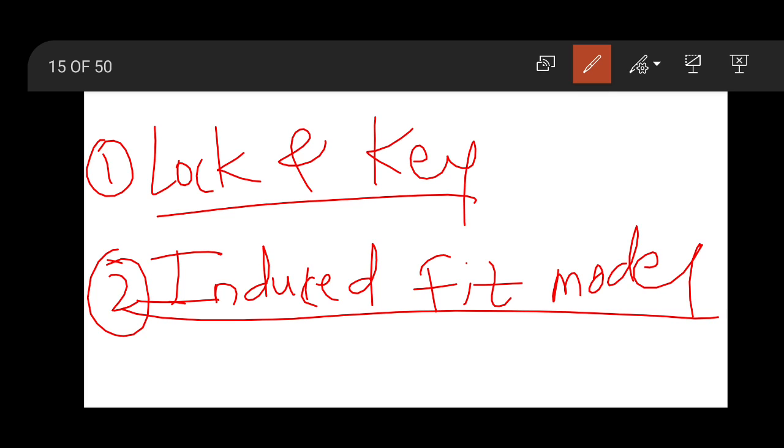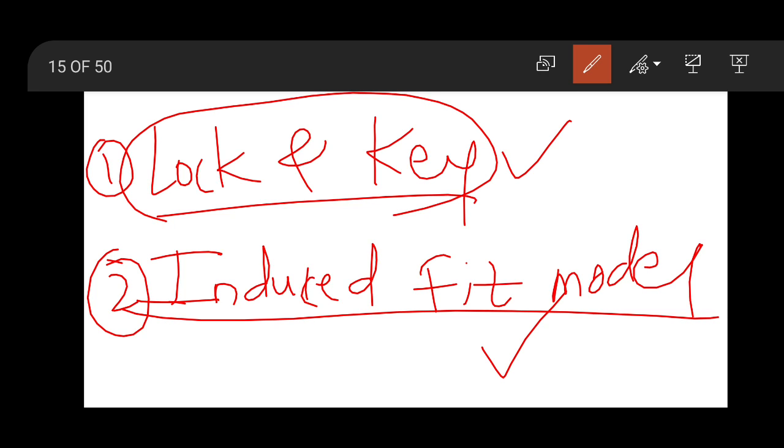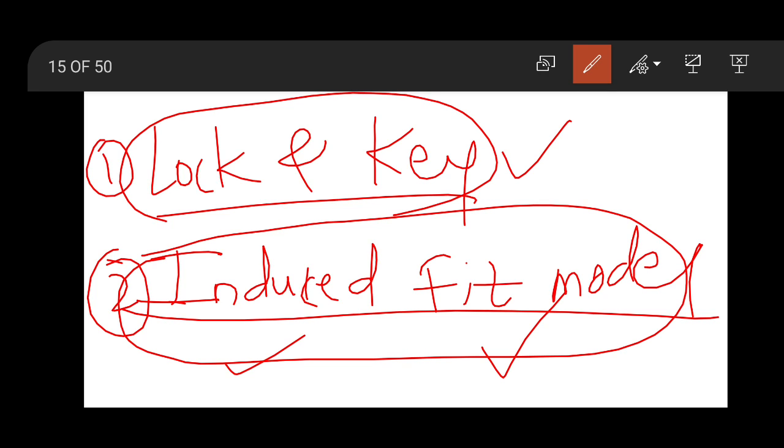In your examination, questions always come on this lock and key model, induced fit model. In MCQ type of questions, they always ask who proposed this model, who discovered this model, and who discovered this induced fit model, lock and key model. Which scientist names should be remembered there.